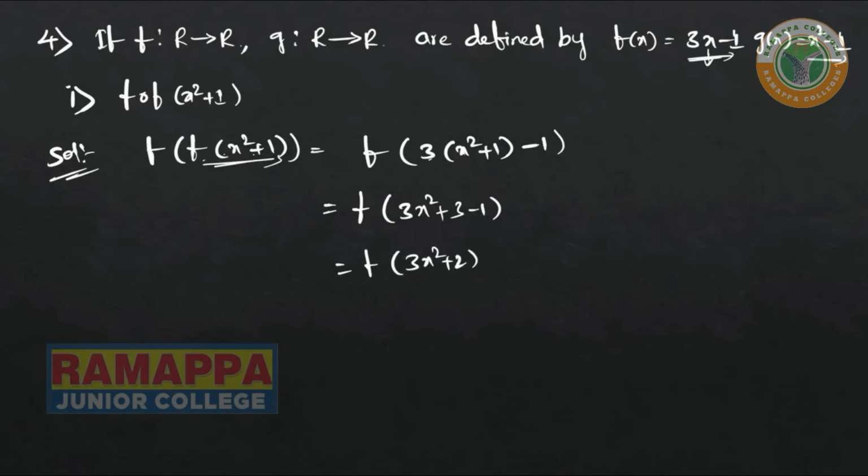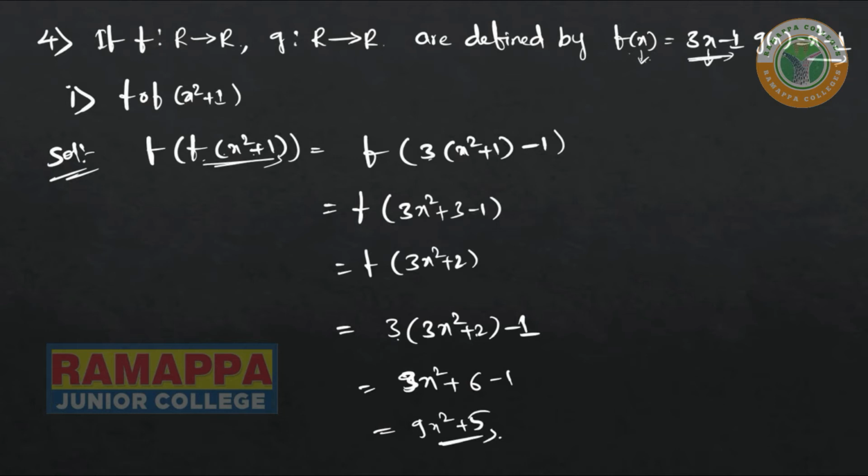After that, we have to apply f of x on this one. So it will become 3 into 3x square plus 2 minus 1. So it will become 9x square plus 6 minus 1. It will become 9x square plus 5, which is the answer here. Next, move to the second question.